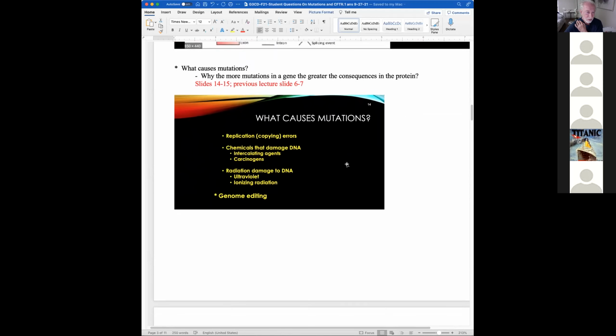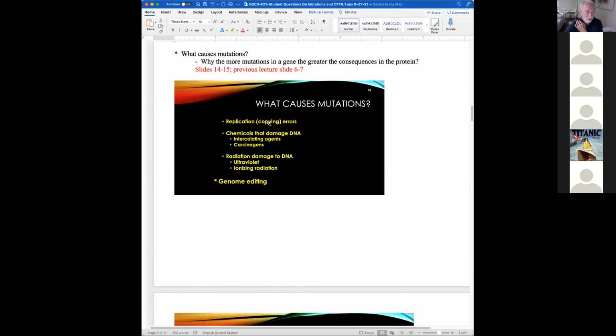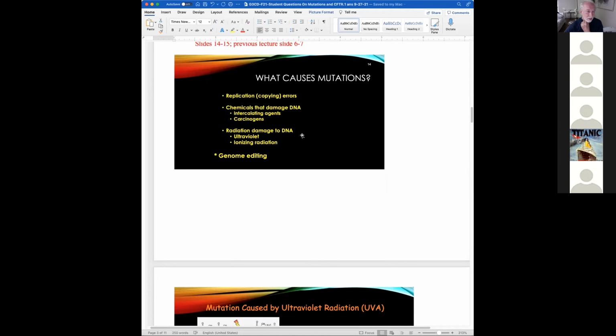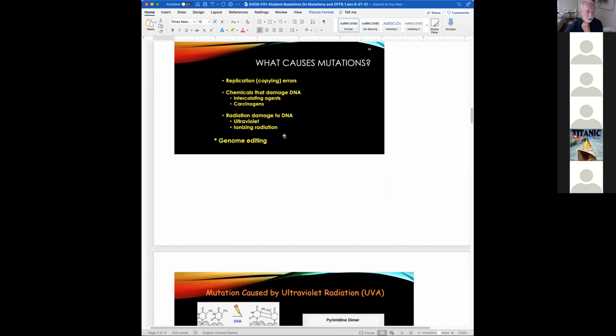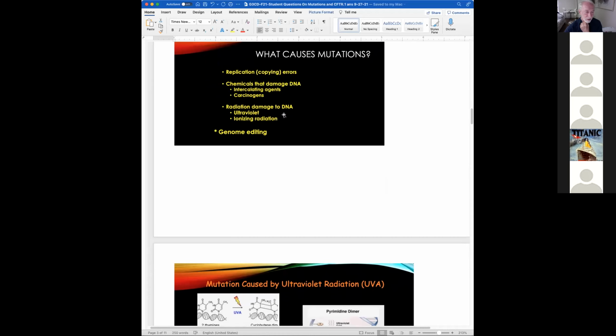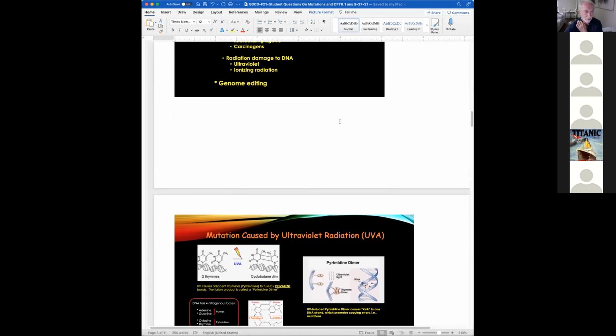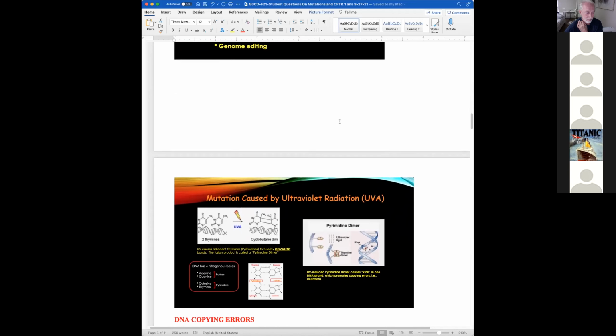The most common cause is replication errors or copying, when DNA is copied. And I'll remind you a bit more of this in a little bit. There are chemicals that can damage DNA, radiation, and I'll give you an example of how radiation can damage DNA. And then there is genome editing, which is a new method that I hope we have time to go into today. But if not, we'll do it next time.